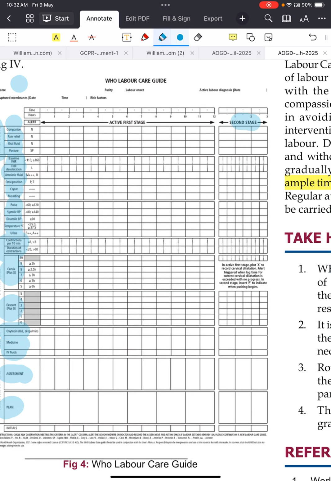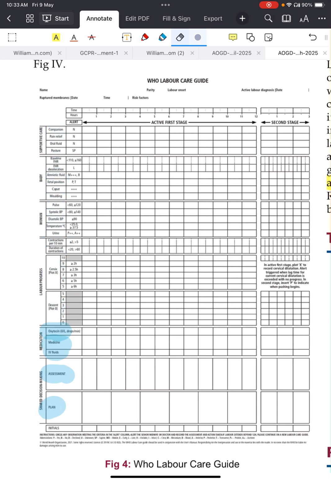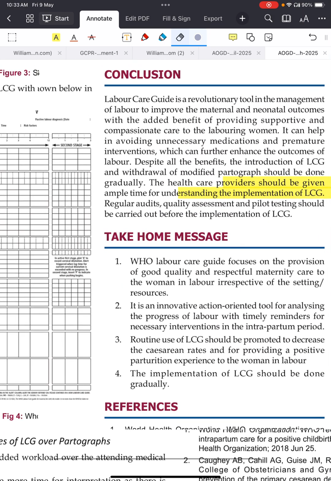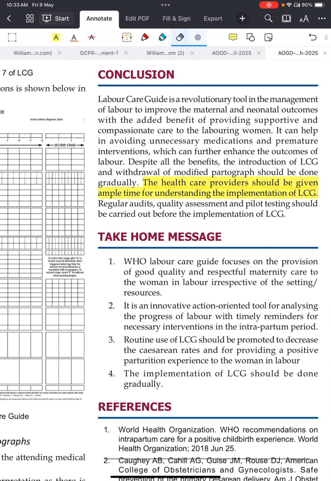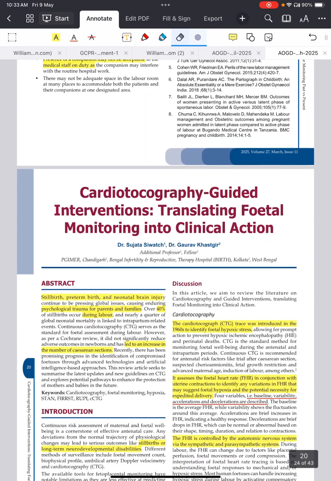And if you see, mainly this is the important thing, because second stage of labor is not there in the previous partograph. So second stage of labor is very important here. You have 3 columns. This is the active labor diagnosis date. So these are different sections of labor care guidelines, and these are to be noted. Conclusion is healthcare providers should be given ample time for understanding the labor care guidelines. That's about labor care guidelines.